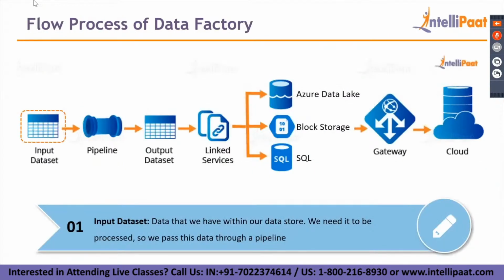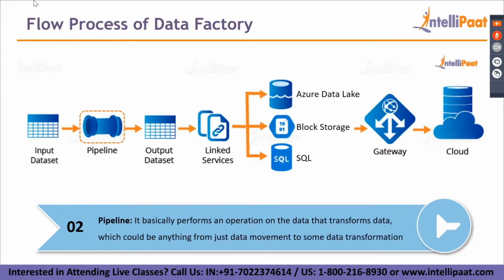Now, how does a Data Factory pipeline flow? You can see that this is an architecture diagram of a Data Factory pipeline. First and foremost, we have the input data set. What is an input data set? It's nothing but the data which we have in our data store. We need this to be processed, so we pass the data through the pipeline. So the input data set is the source data that we capture, which is coming from the source.